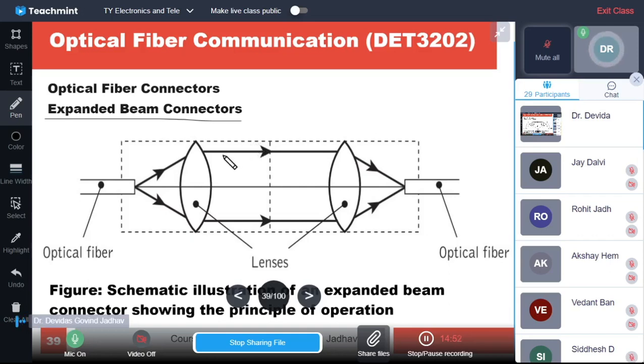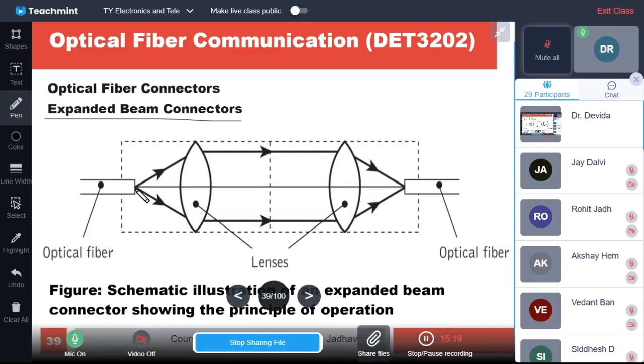What is the optical connector? The expanded beam connector is there, in which lenses are used. As we know, lenses can collimate the beams, and collimated beams can be refocused again. That principle is used. In this case, lateral and longitudinal misalignments will not affect, and they do not remain critical.